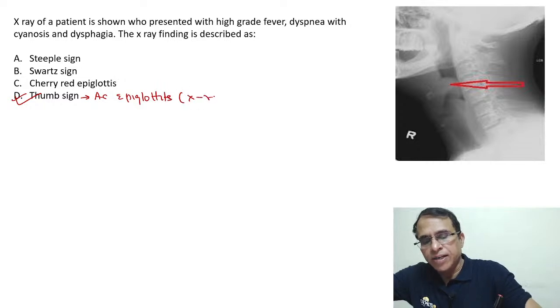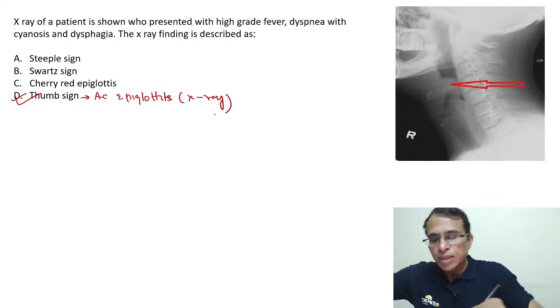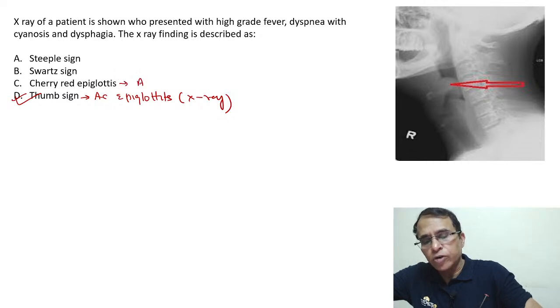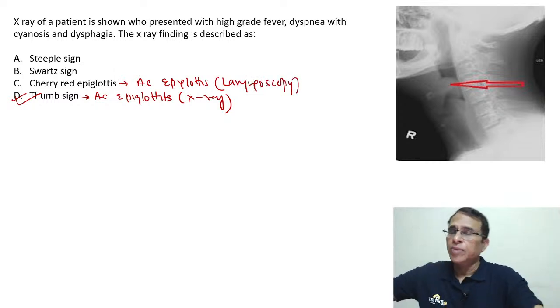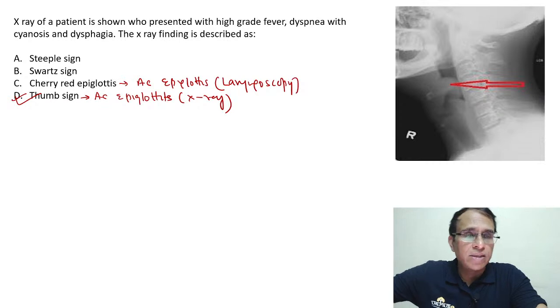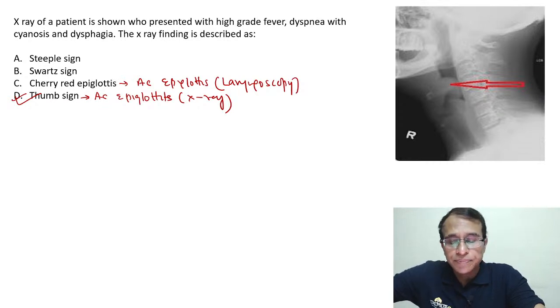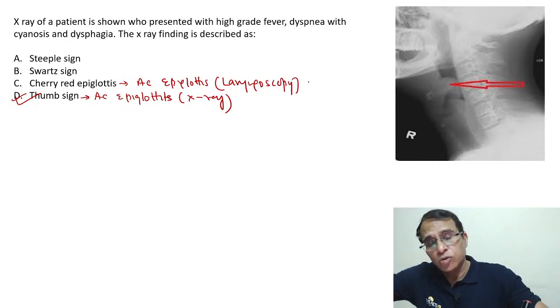And this is an X-ray finding. Cherry red epiglottis is also seen in acute epiglottitis. Remember this. And this is seen on laryngoscopy. So both these signs are in epiglottitis, cherry red epiglottis as well as thumb sign, but one is laryngoscopy, one is X-ray. And this sign is also sometimes called rising sun sign.